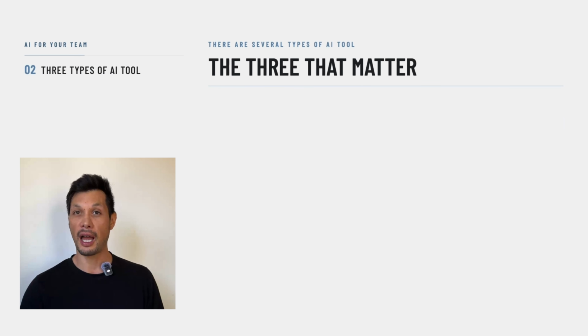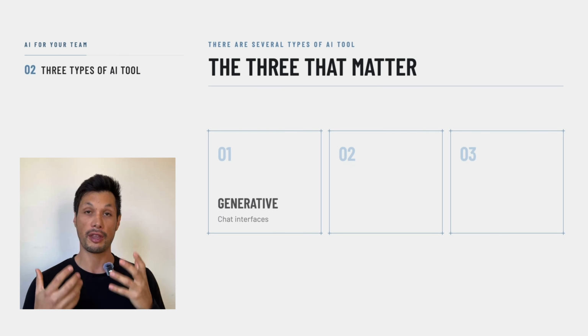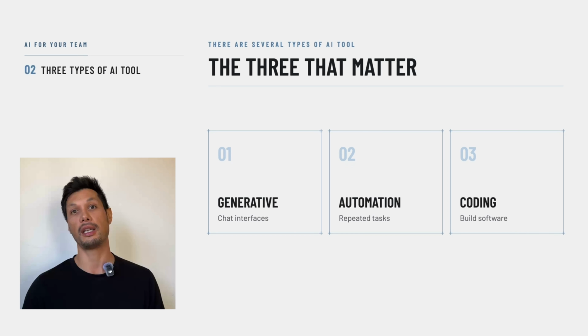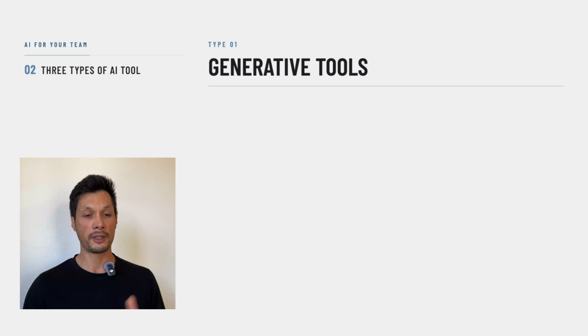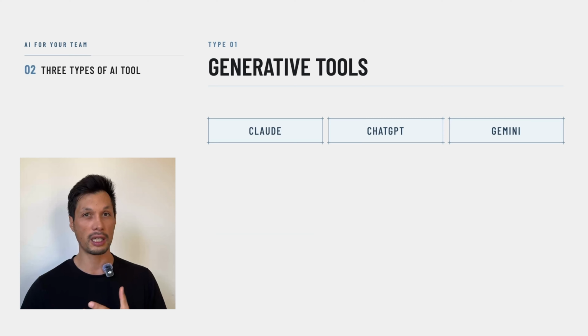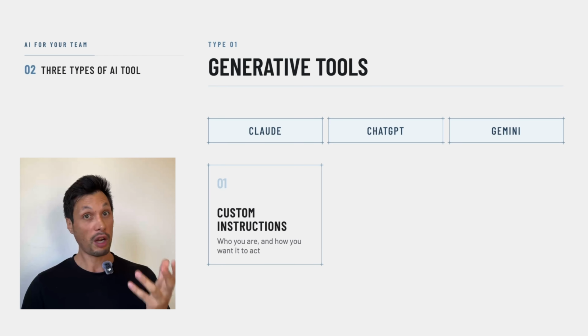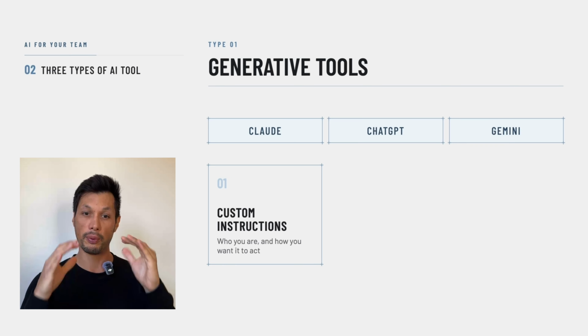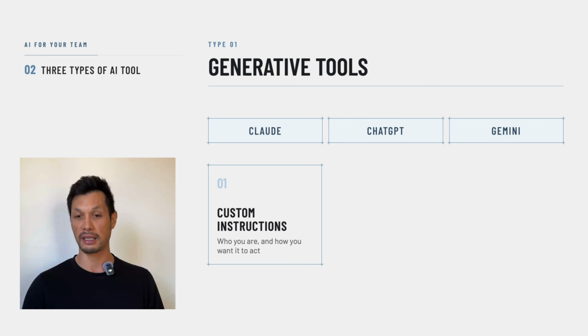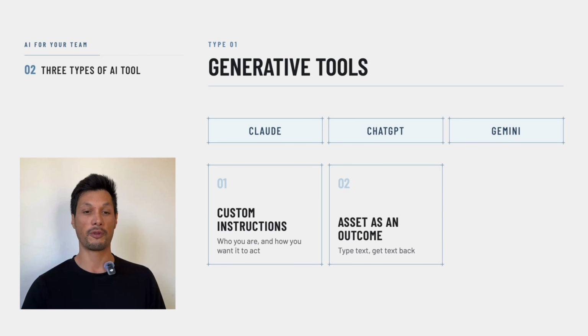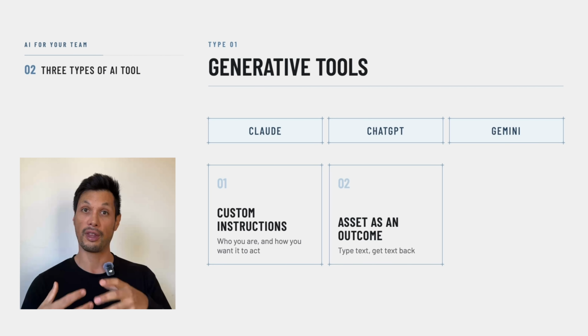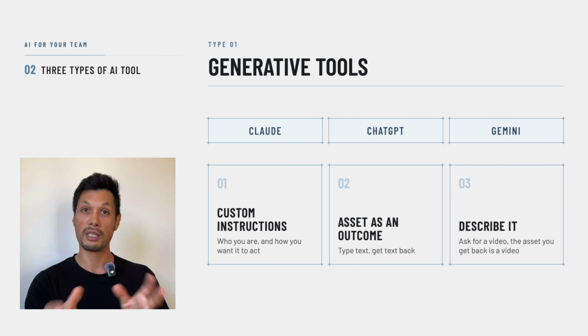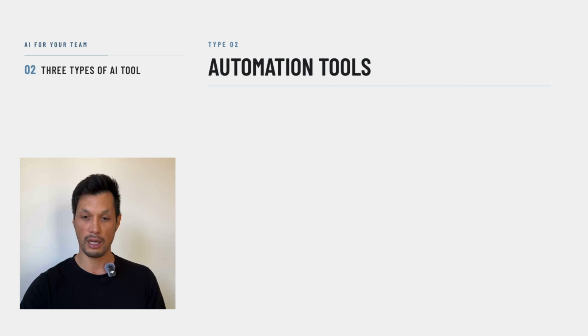There are several types of AI tools, and today I'm going to show you the 3 most important ones that you need to know. First, we have the generative tools, chat interface, things like Claude, like ChatGPT, like Gemini, and so on. They have custom instruction section for you to put who you are and how you want them to act. They give you an asset as an outcome. For example, if I type something, I receive a text back, or if the tool is a tool that creates video, I can describe what I want and the asset that I get back is a video. That's most simple, the ones everyone knows.